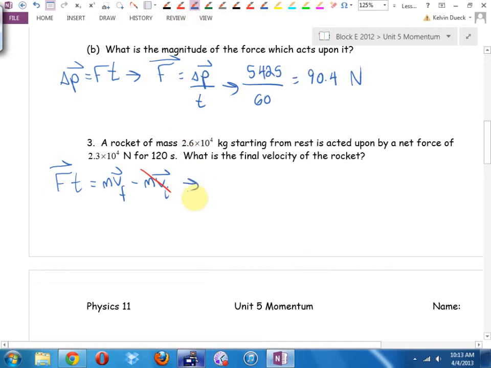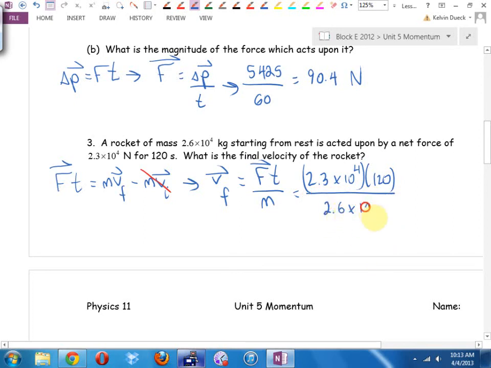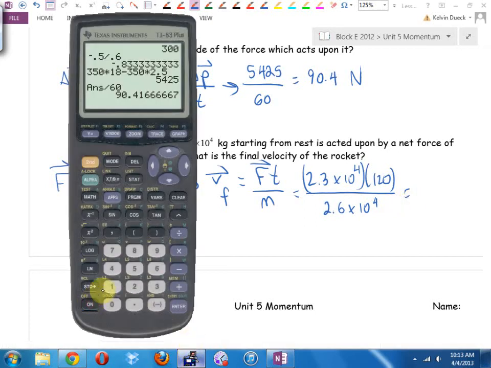So, if I heard you correctly, and I think I did, you're saying that the final velocity is going to be force times time divided by m. It's going to be 2.3 times 10 to the fourth times 120 divided by 2.6 times 10 to the fourth. I'm getting a final velocity of 106 meters per second.